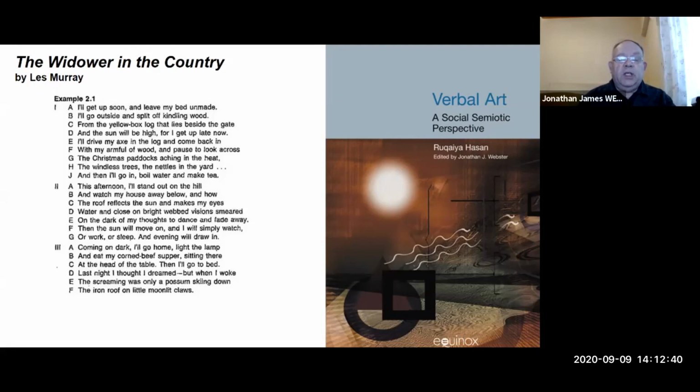Okay, we have been looking at verbal art. We've been looking at Professor Ruqaiya Hasan's approach to it. There is a poem that she analyzes in that book that I've been mentioning, Linguistics, Language, and Verbal Art. Honestly, it was this particular chapter that really impacted me, all right? So let me share it with you. It's a poem written by an Australian poet, Les Murray. It's entitled The Widower in the Country.